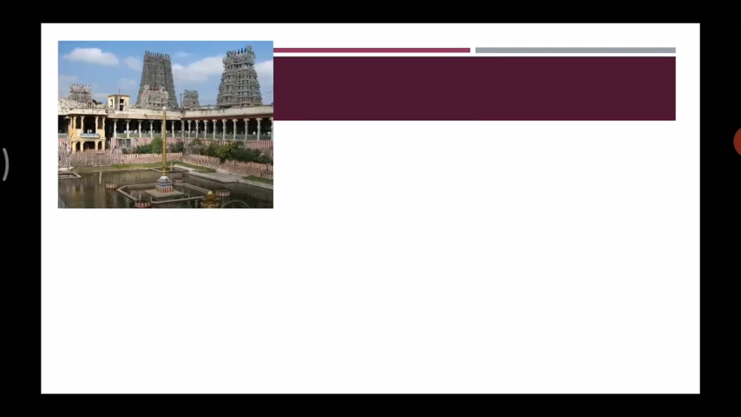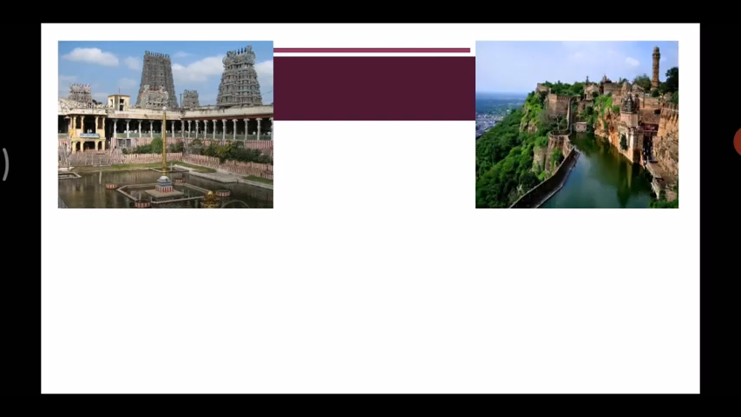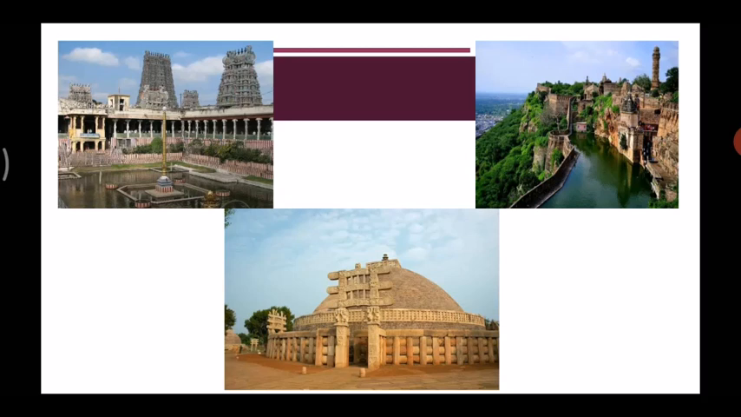Let's move forward. So just take a look at some examples. This is Meenakshi Temple in Madurai, Tamil Nadu. This is Chittor Fort in Rajasthan. And the next one is Sanchi Stupa in Madhya Pradesh. So Sanchi Stupa tells us about the Buddhist religion. So we can say that these monuments also provide information about the different times of history. And these monuments also have their past.